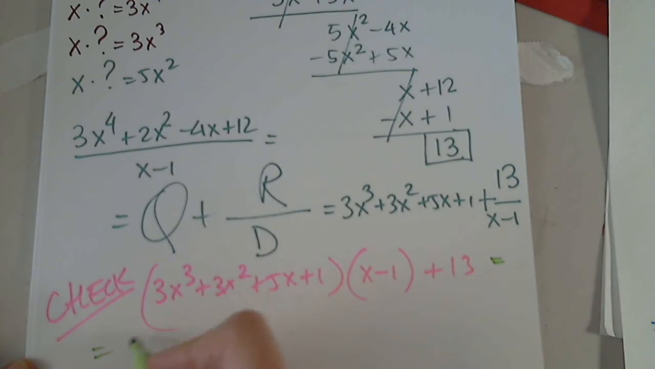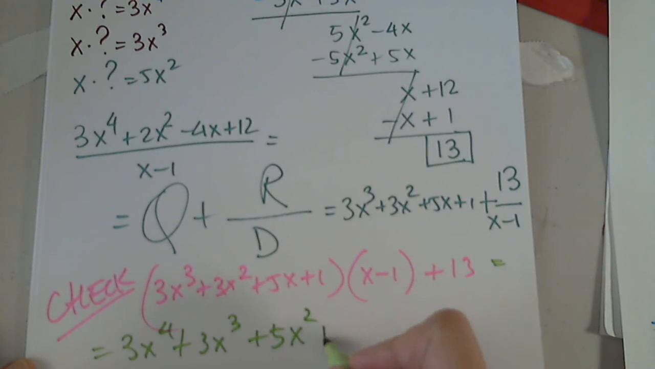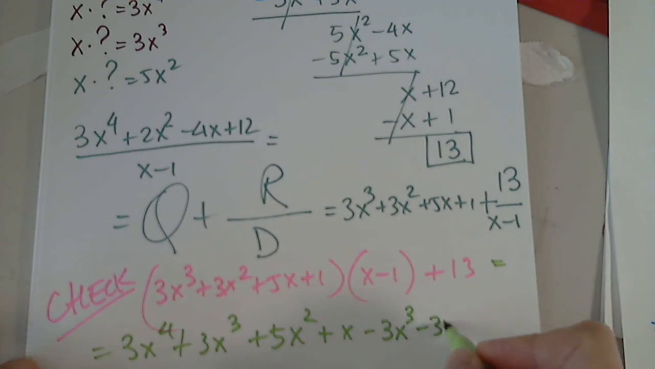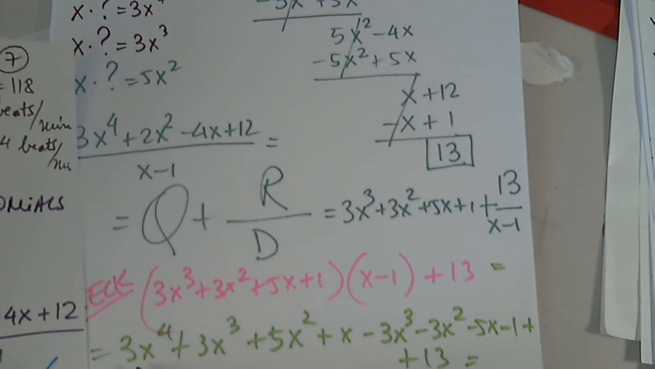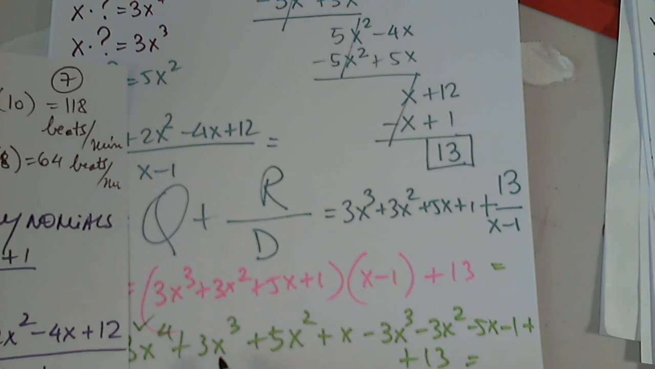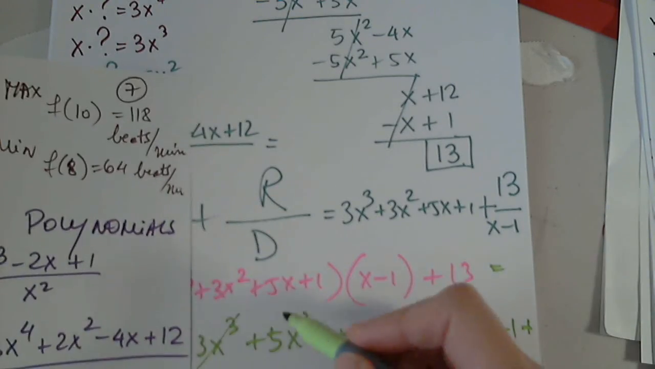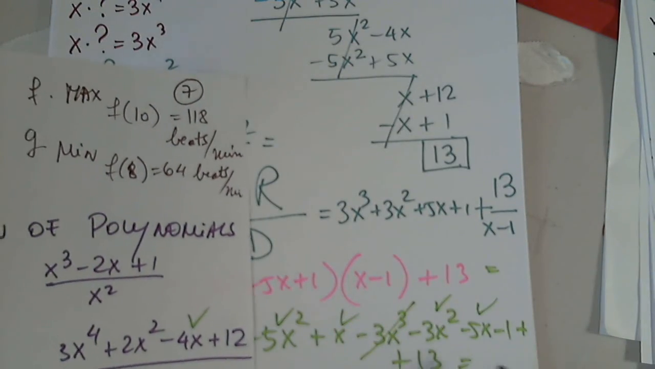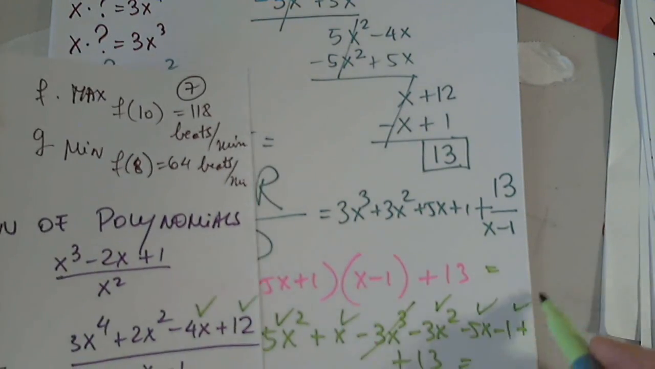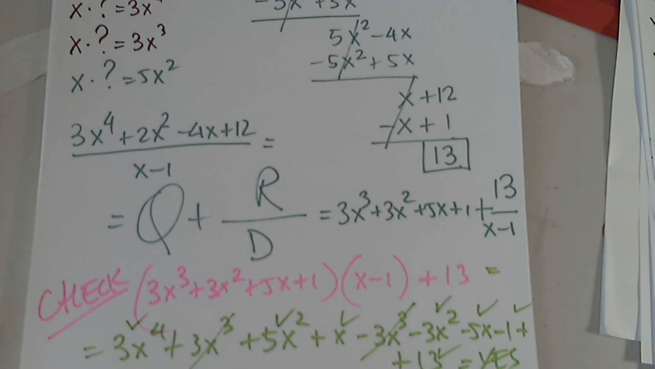So 3x to the 4th plus 3x cubed plus 5x squared plus x minus 3x cubed minus 3x squared minus 5x minus 1 and plus 13. If this does not equal the top, let's see. This is there. The x cubed terms have to go away. There is no x cubed. 5x squared with 3x squared, yes, done. Negative 5x plus x, negative 4x, done. And 13 minus 1 is 12, done. Yes. So that is the correct solution.